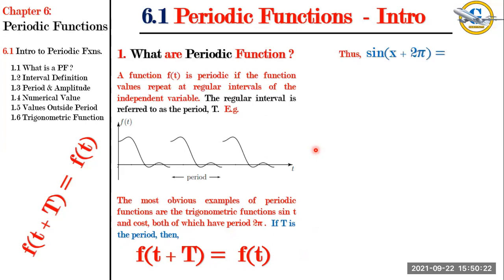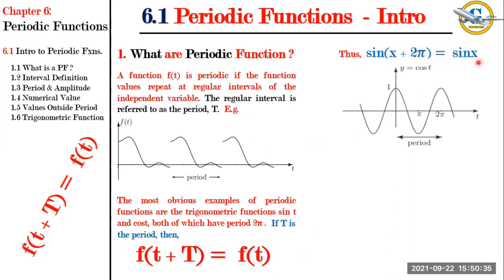Thus, sin x plus 2 pi is equal to sin x. Why? Because 2 pi is the period of the sine function. As you can see, if our x is equal to 0, 0 plus 2 pi will arrive at the same point. So the points are going to be the same. This is for a periodic function.